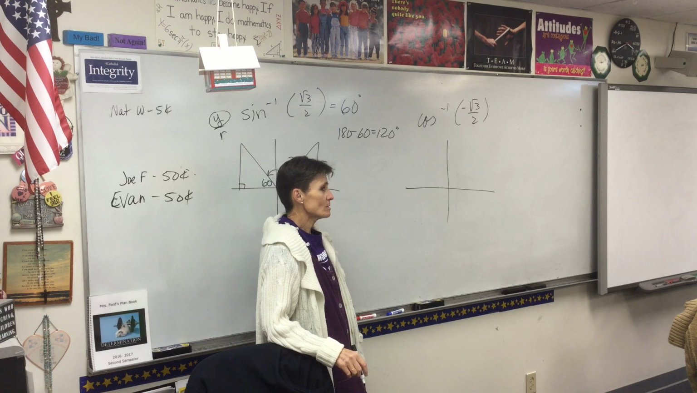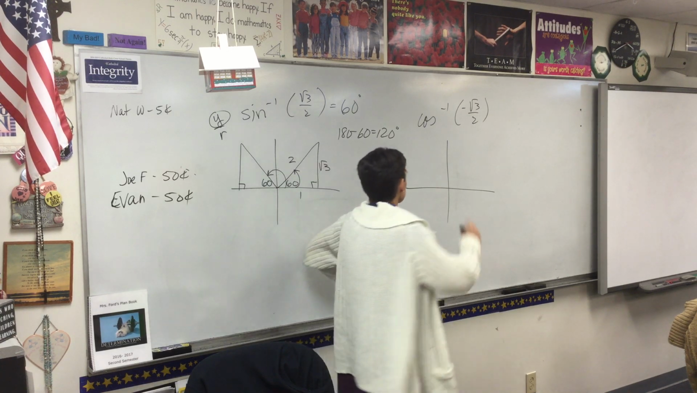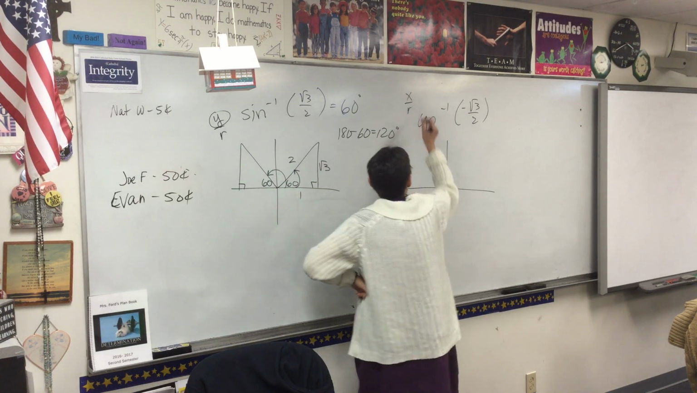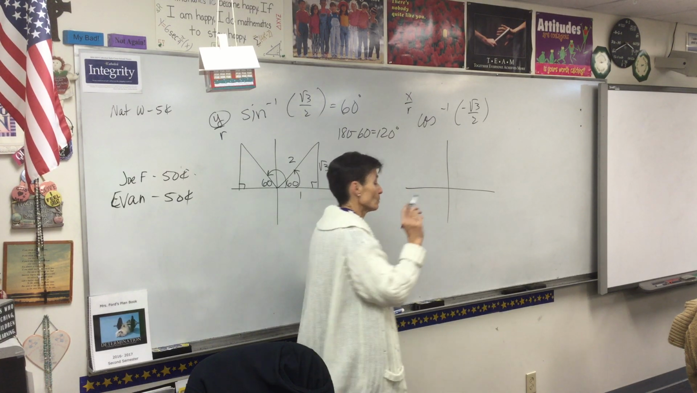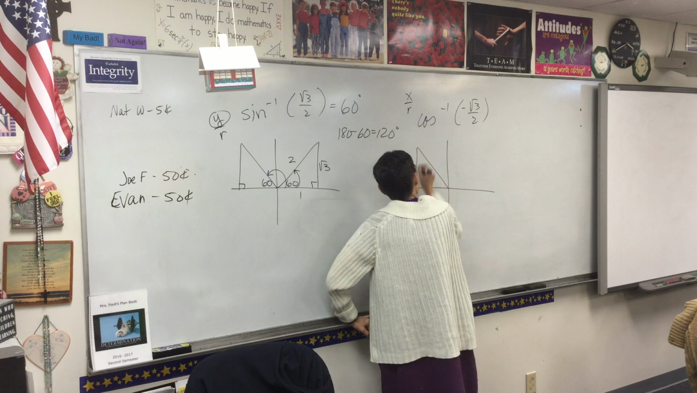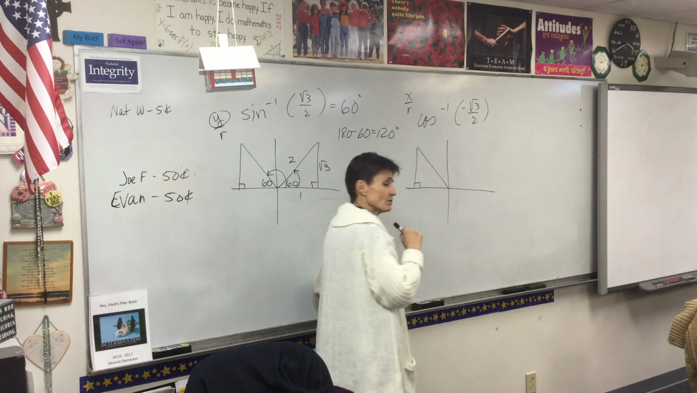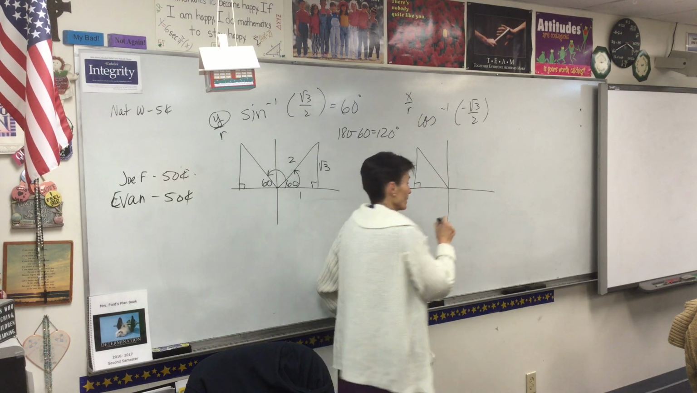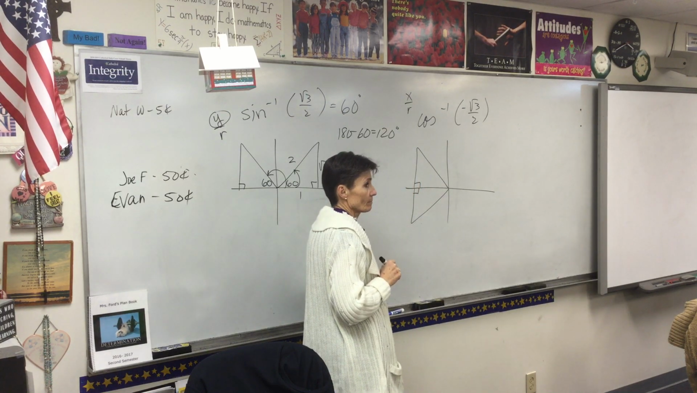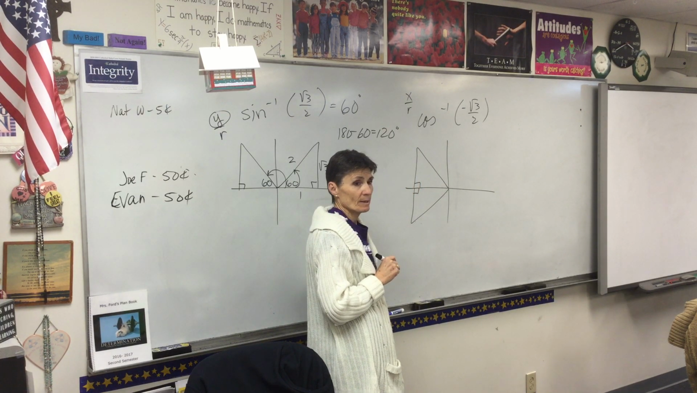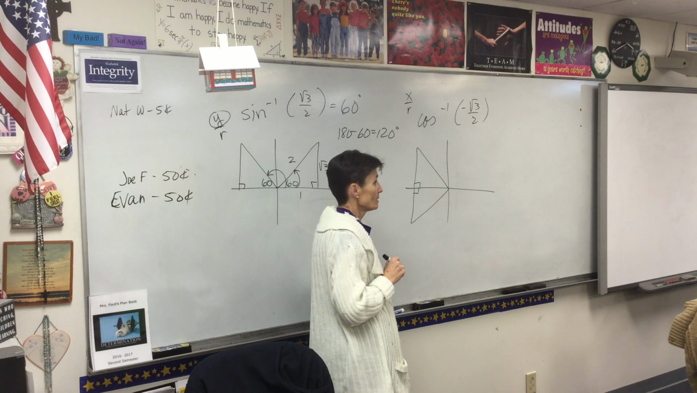All right, so we got a cosine that's negative. So cosine is x over r. Where is x going to be negative? Quadrant 2? And where else? Because we know we're going to have two answers. Quadrant 3. Everybody good with that?